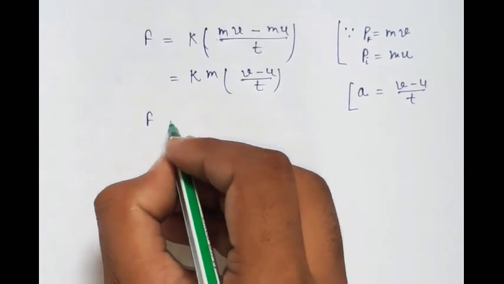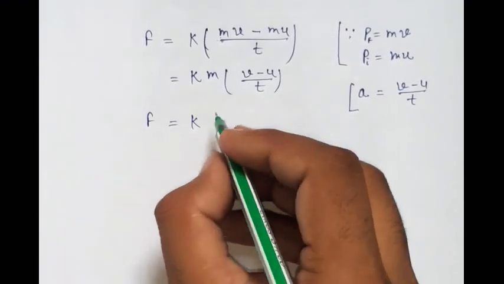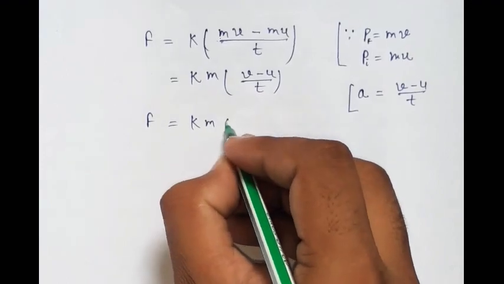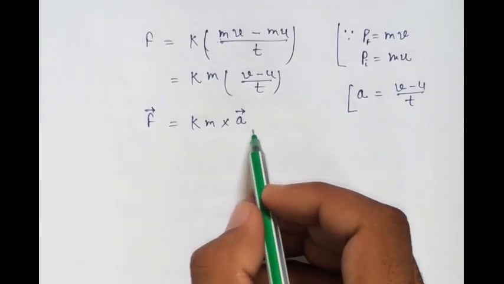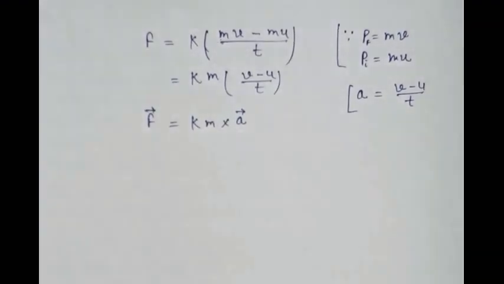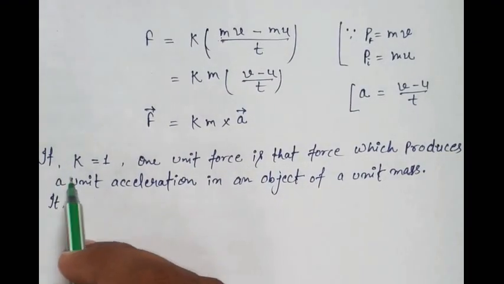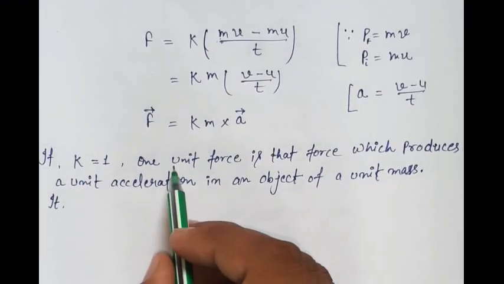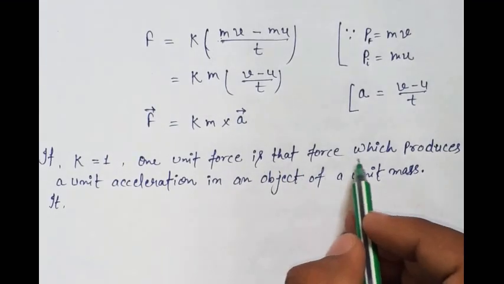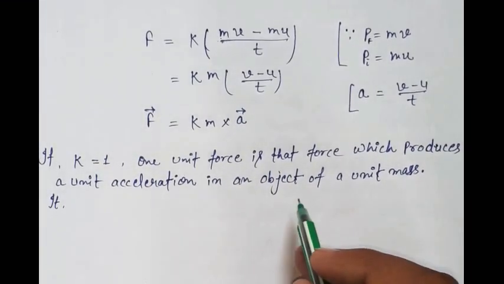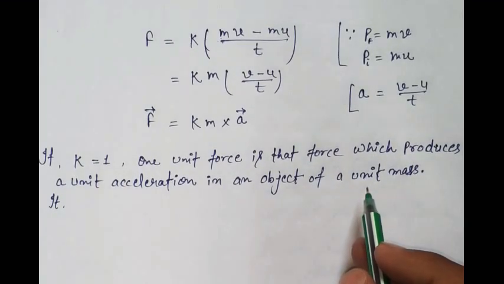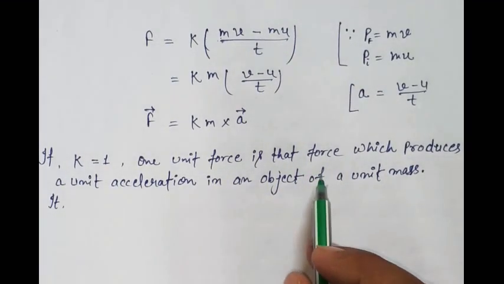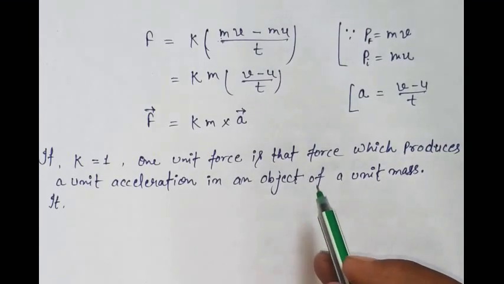So F is equal to k multiply ma. Then if k is equal to 1, or 1 unit force is that force which produces a unit acceleration in an object of a unit mass. If we have an object whose value is fixed, it may be 1 and it produces a unit acceleration, it may be 1 and has a unit mass, and its mass is also 1.